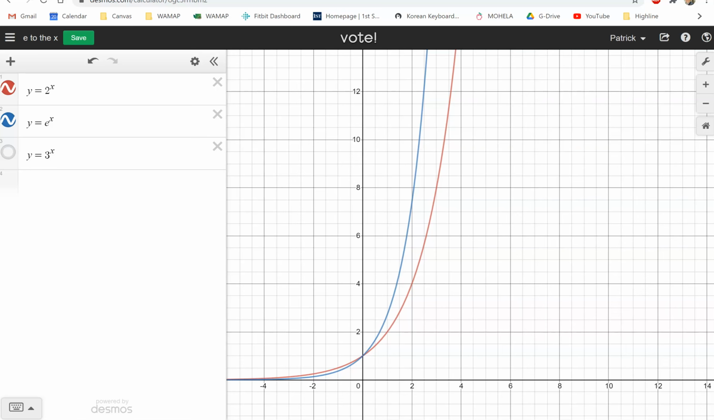So let me show you the graph for tripling. That's y equals 3 to the x power. So it's not growing quite as fast as that one, but because our base value, or our b value, is 2.71, it's growing at a rate in between those two graphs.